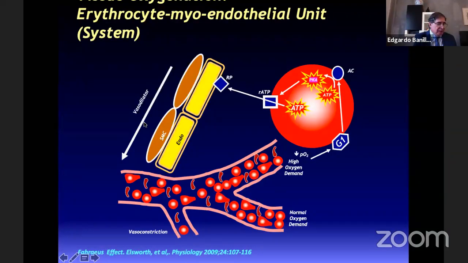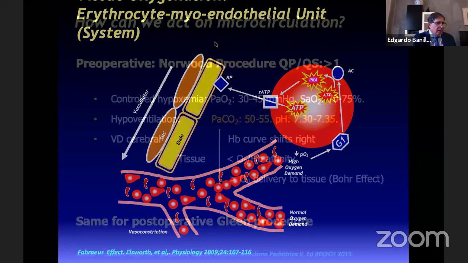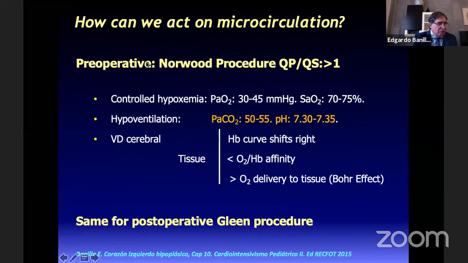Pay close attention, as it is at this level that Dr. Jill Warnowski teaches us how to balance univentricular circulation with a simple respiratory maneuver. He uses hypoventilation to generate hypercapnia. For example, in the preoperative Norwood procedure, permissive hypercapnia increases the cerebral flow, limits pulmonary flow, and improves tissue oxygenation. The same applies to the postoperative Glenn procedure.